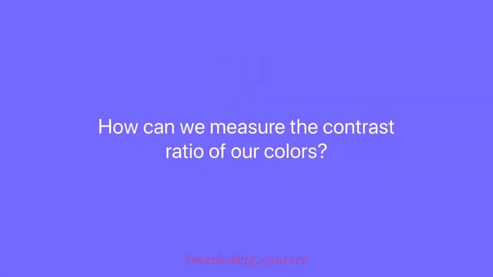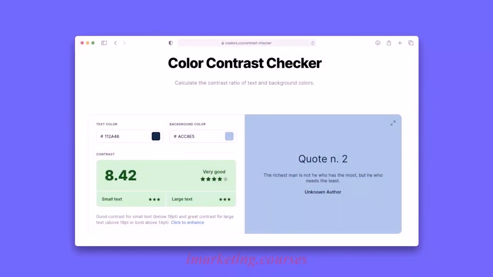But wait, how can we actually measure the contrast ratio of our colors? Well, we can use online contrast checkers for this matter. There is a website called Colors for both creating color palettes and checking the contrast ratio. Let's give it a try and see how it works. Go to colors.co/contrast checker. Here we should specify a background color, and here we should specify the text color we are going to use on our background.